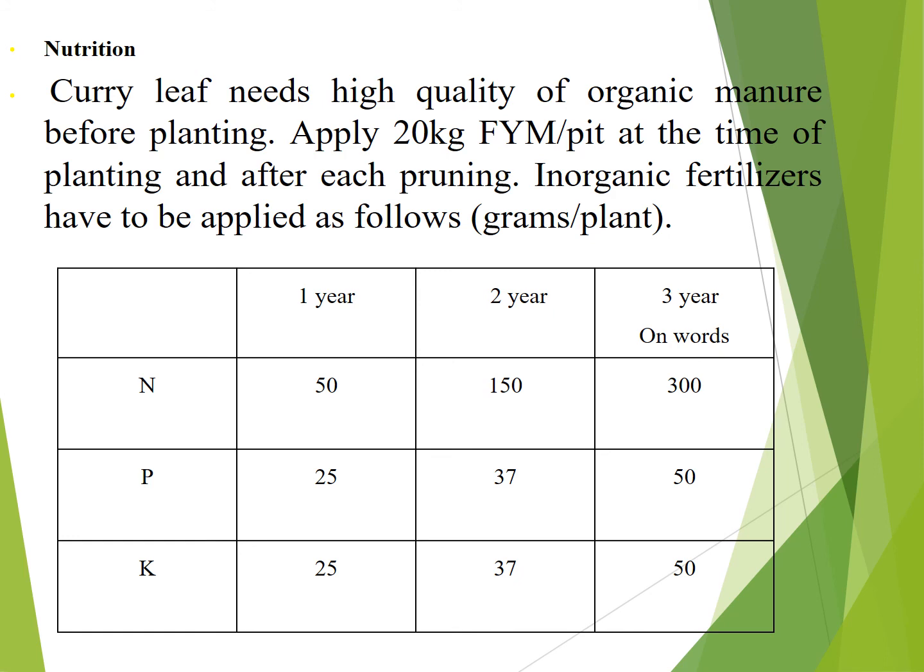In the second year, apply 150 gram nitrogen, 37 gram P and 37 gram potash. From the third year onwards, apply 300 gram of nitrogen, 50 gram of phosphorus and 50 gram of K per plant by the ring method.